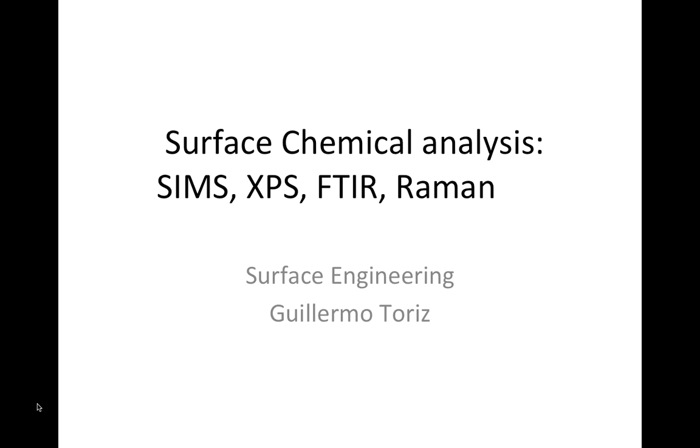My name is Guillermo Toriz, and today I will be giving this lecture about the surface chemical analysis of materials. This is within the surface engineering course, and I will be talking about these spectroscopic techniques that are related to the analysis of the surface. The first one is secondary ion mass spectroscopy. The second one is X-ray photoelectron spectroscopy, and then Fourier transform infrared spectroscopy, and finally Raman spectroscopy.